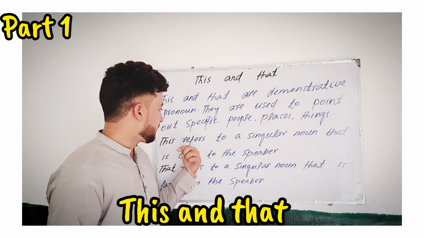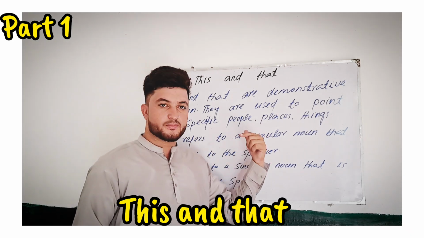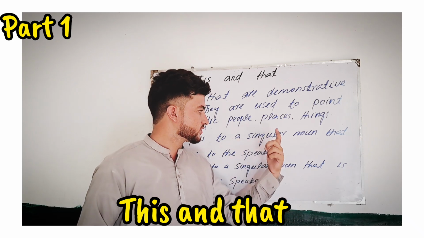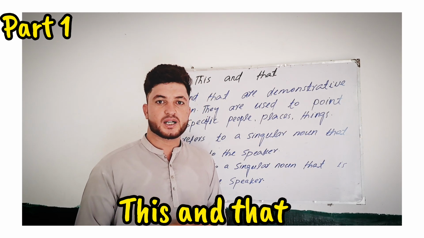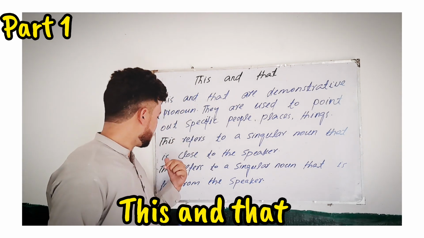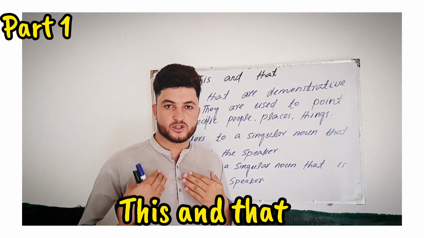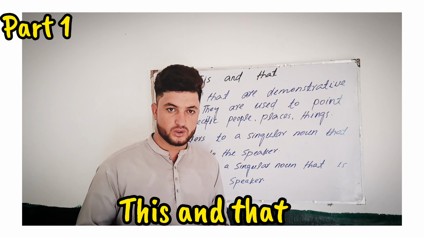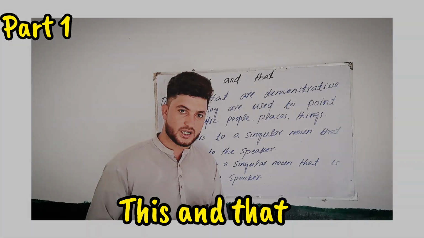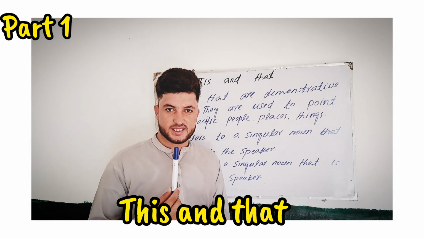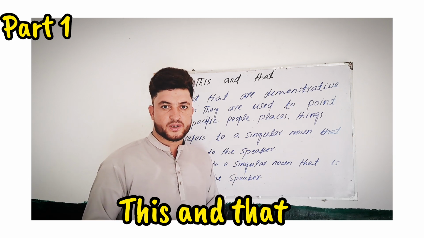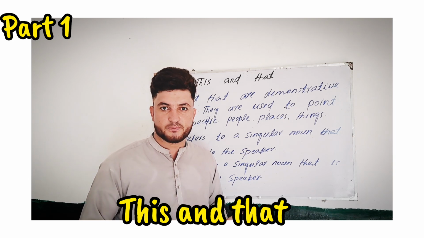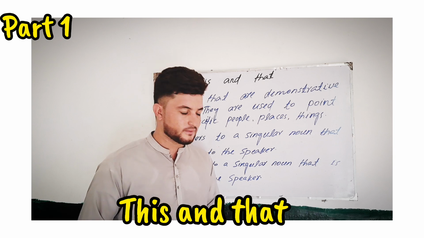This, as I told you earlier, we use for singular nouns, for one person or one thing, that is close to the speaker. For example I say, this is a marker, this is a whiteboard, right. So when something is close to the speaker then you have to use this, right.